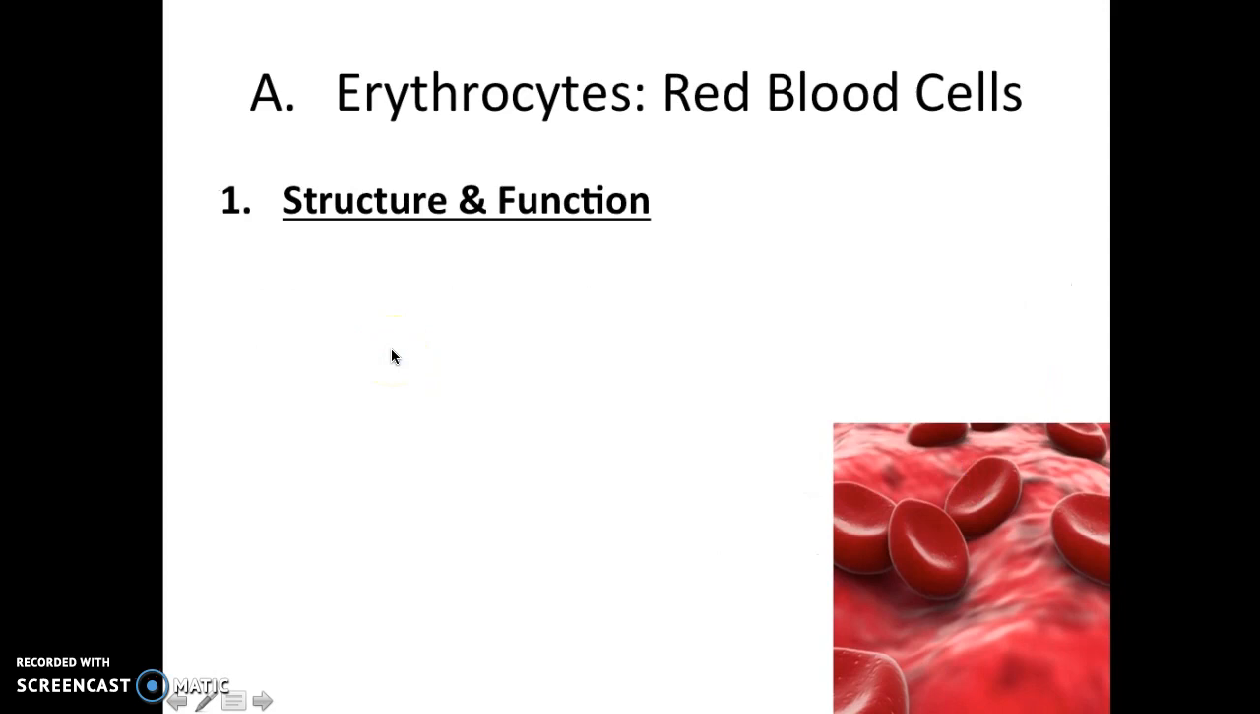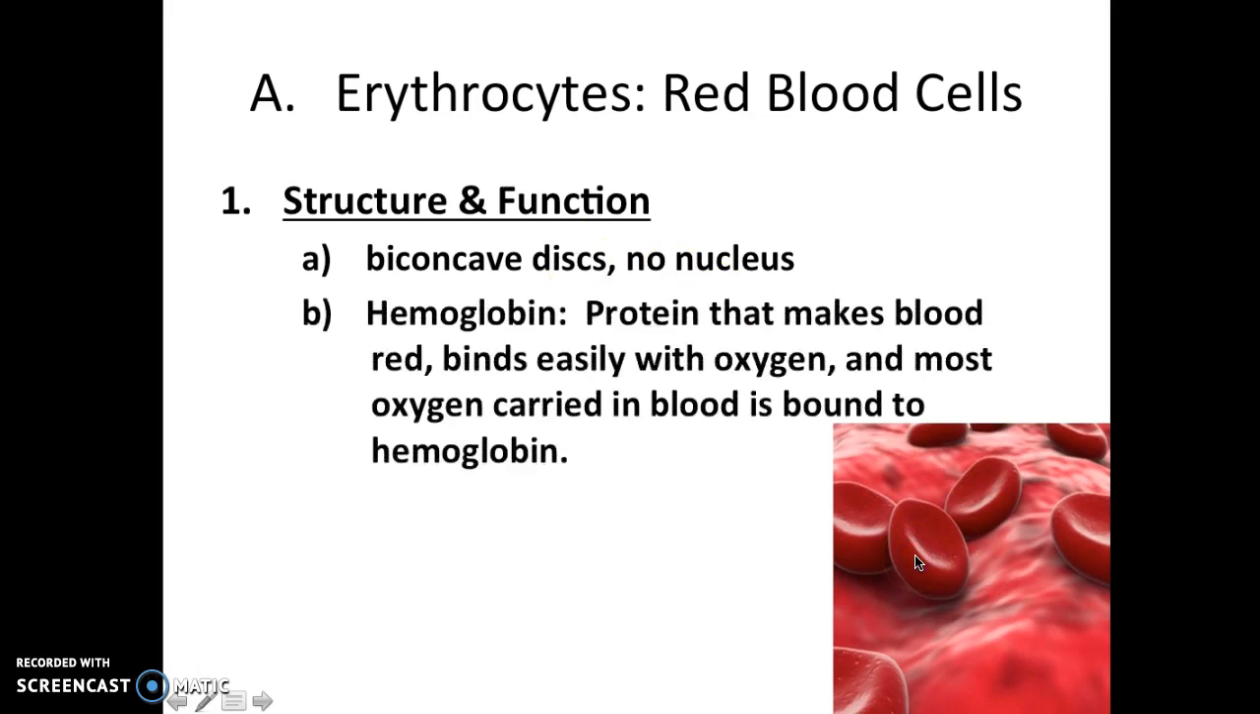We're going to start with red blood cells. When we're looking at an erythrocyte, this is what we're looking at here. They are smaller in structure compared to white blood cells. Biconcave discs, no nuclei. So there's no nucleus, meaning no DNA inside of a red blood cell. Hemoglobin, very important, is a protein that makes blood red. It binds easily with oxygen, and most of the oxygen carried in blood is bound to hemoglobin.